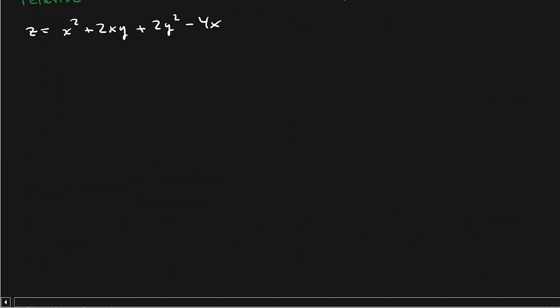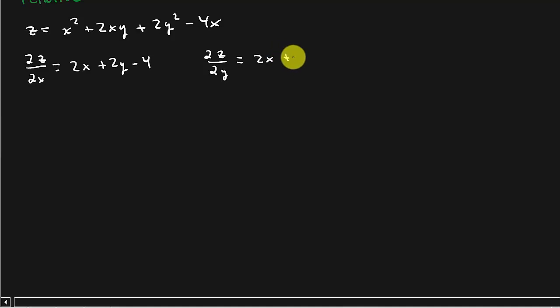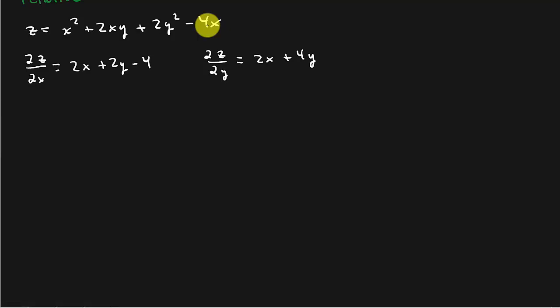All right, so I've got the partial of z with respect to x. So that's 2x plus 2y minus 4. Hopefully you see how we do that. This is a constant, so that goes to 0. And then I have the partial of z with respect to y. So this is 0. This is 2x plus 4y. And then the derivative of this is 0. All right? So there's your partials with respect to x and with respect to y.